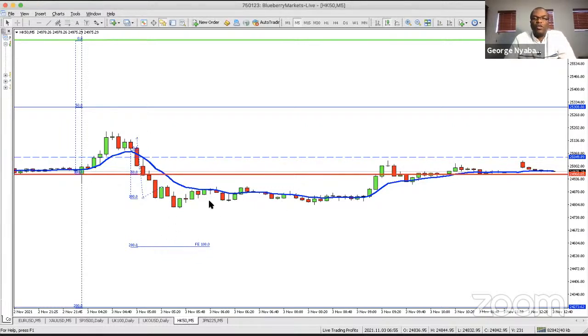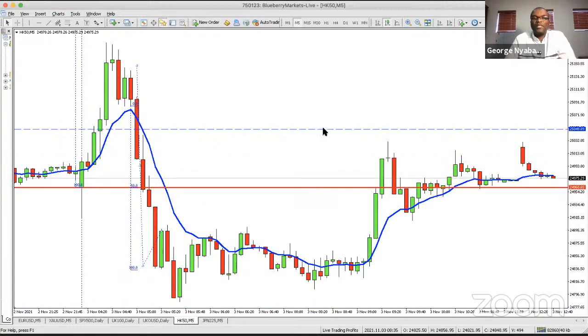That's what you do. So with all of these pullbacks, there is no clear reversal, so you wouldn't touch your trade. Just leave it as it is. That's a strategy trade, so we take it as it comes.